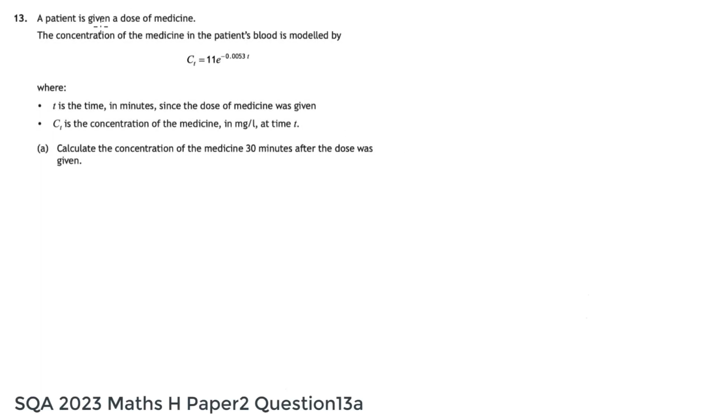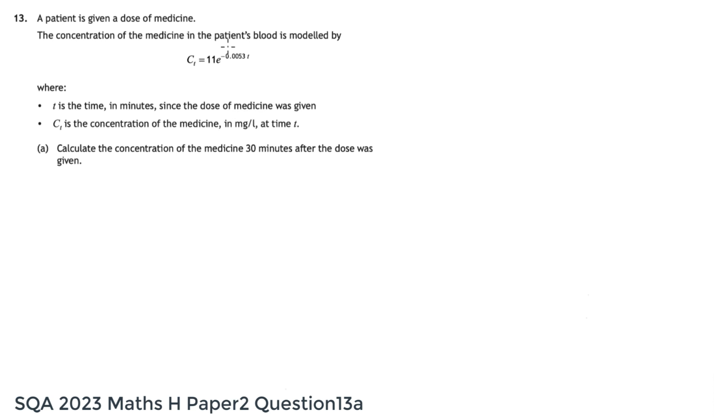So here's question 13, and we're given a formula that allows us to calculate the concentration of a medicine in a patient's blood after a certain length of time. Here it is, and we notice it's got the exponential function e to the power x in there. In this case it's not x, it's a more complicated expression involving t. So we're asked in part A to use this formula to calculate the concentration of the medicine after 30 minutes. Once the dose was given, 30 minutes later, what is the concentration? The concentration is measured in milligrams per litre.